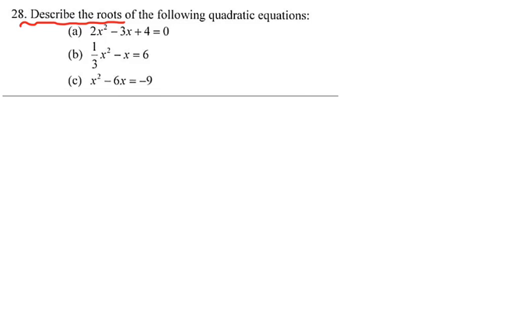Number 28. Describe the roots. When they say describe the roots, then we have to use the discriminant. Do you guys remember the value of the discriminant and its characteristics? If you don't, please take your time to review them and then continue to follow this one. We realize that the discriminant is b squared minus 4ac. Alright, so let's try to look at the first one. What is b? b is the value in front of x, which was negative 3.